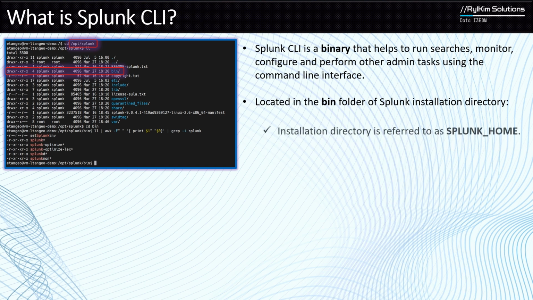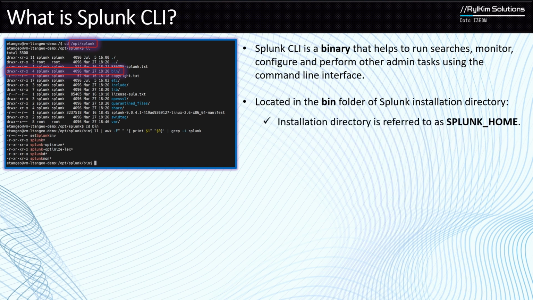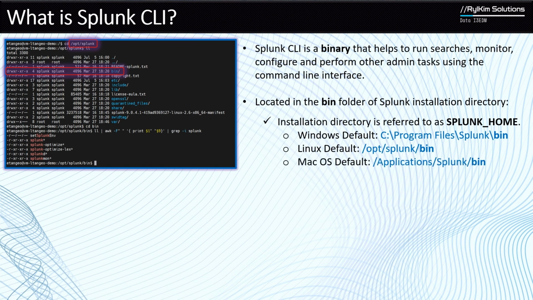The installation directory is referred to as Splunk home. This is what you're going to see a lot in the documentation as you continue learning Splunk. Anytime that Splunk home is mentioned, know that that is the directory in which Splunk has been installed, which on Windows, we're going to reiterate again, is C:/Program Files/Splunk. And if you wanted to access the Splunk binary, you have to go into the bin folder. On Linux, it's /opt/splunk/bin, and on Mac OS it's /Applications/splunk/bin.